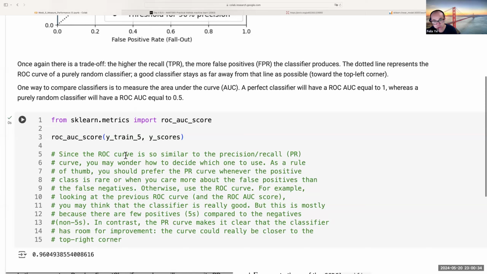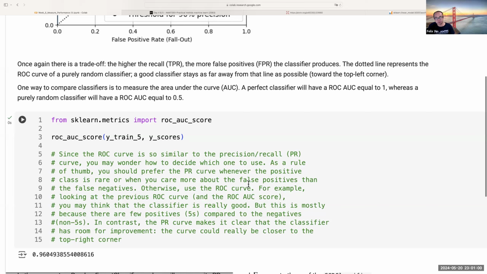In a lot of cases, you will find that this ROC curve is very similar to this PR curve. We haven't talked about this yet. The rule of thumb for which one to use is: use the PR curve whenever the positive class is so rare that you care more about the false positives than the false negatives. Otherwise, we can use the ROC curve.